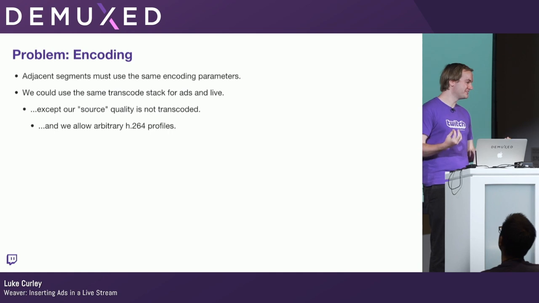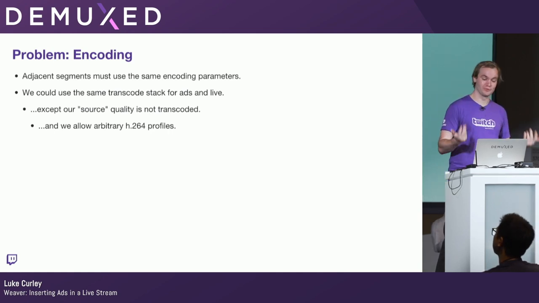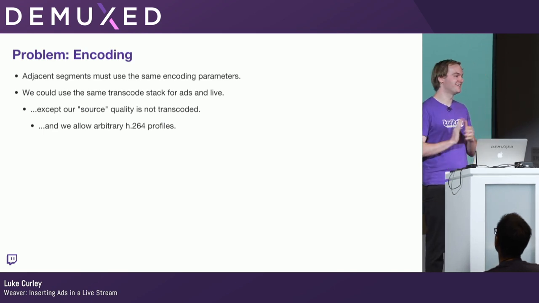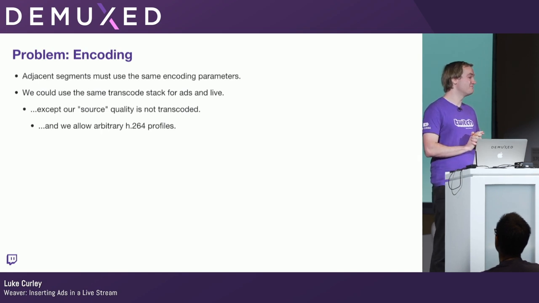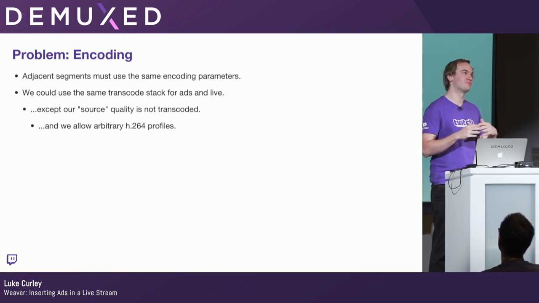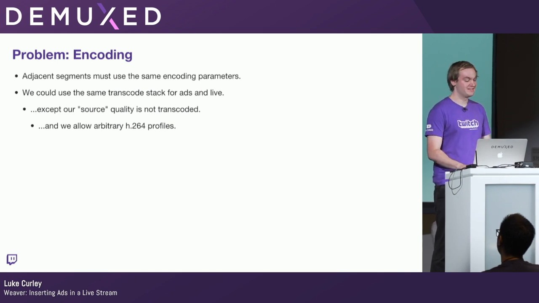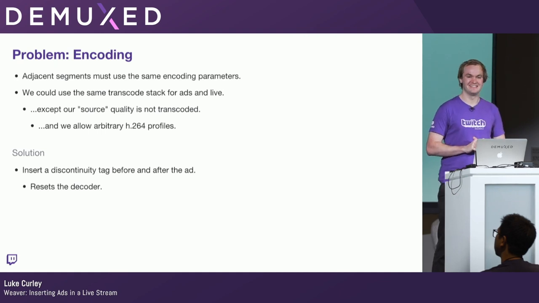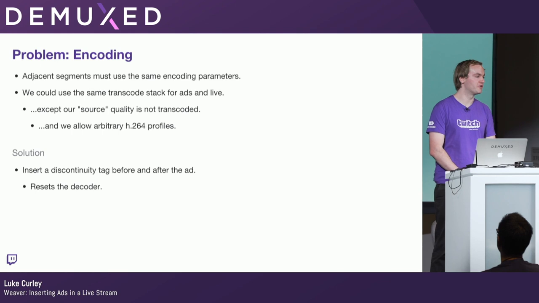Unfortunately, we can't do this at Twitch because what we serve is source. Source is actually encoded on the streamer's machine. And they can use whatever settings they want. So we can't exactly make every possible ad in every possible encoding that they use. So this may seem bad, but turns out we can just do a discontinuity as well. It feels a little bit like cheating just to say, hey, just reset the decoder, but we have to do it anyway.